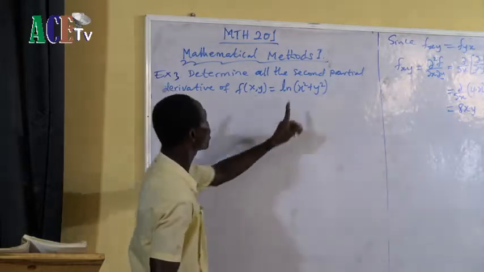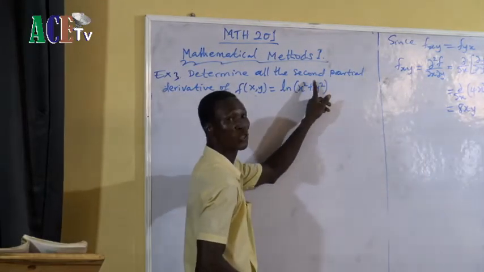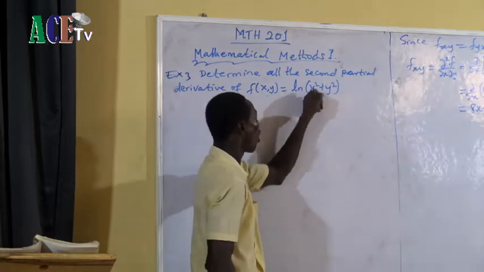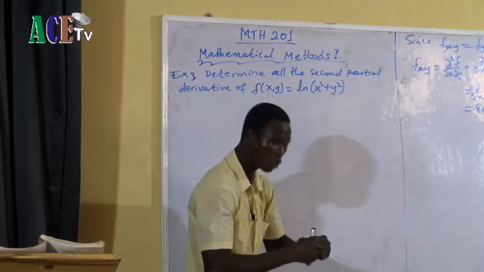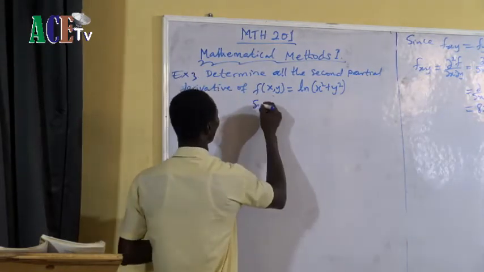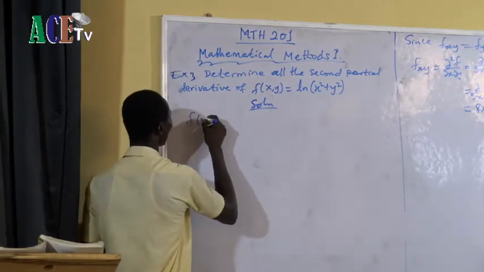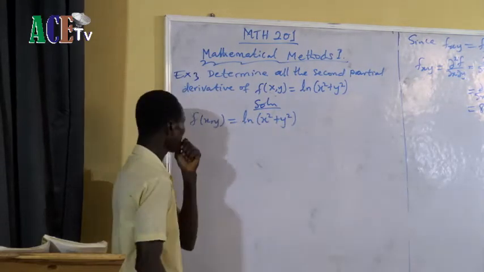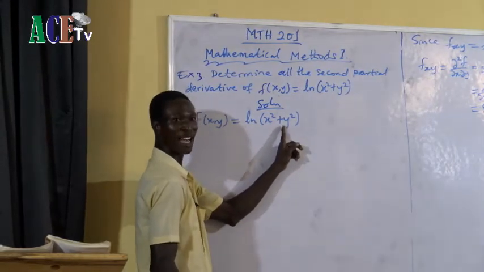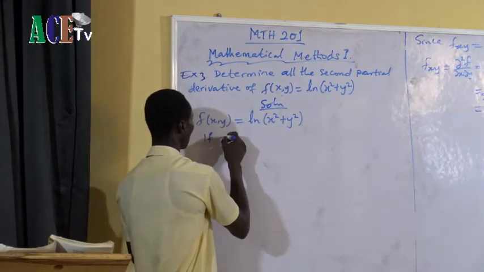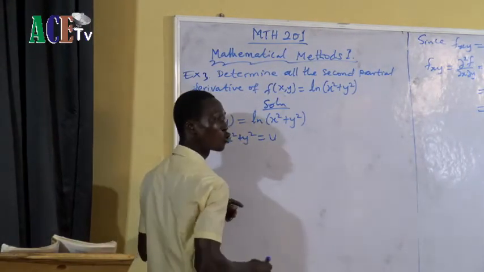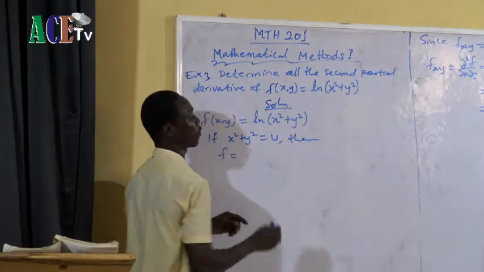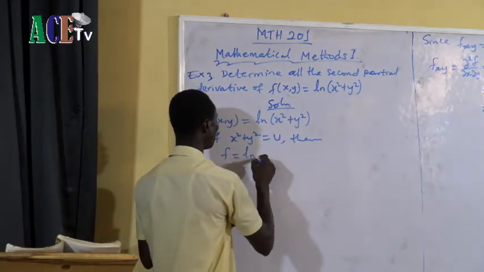In this case, look at, this is a function. Inside this function, x squared plus y squared is a function. And ln, logarithm of a function, is another function. Function inside another one. Two functions are together at the same time. Now, look at the solution to this, brother. If my f(x, y) is equal to ln(x squared plus y squared), then I can represent this one by u, x squared plus y squared. Now, if x squared plus y squared is equal to u, then my f now will be equal to ln u.